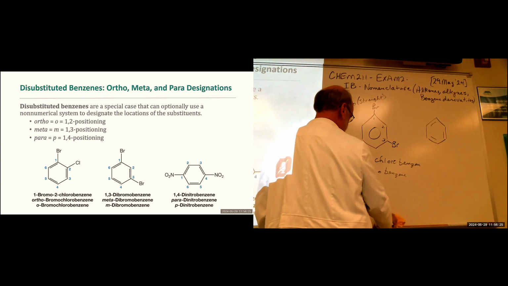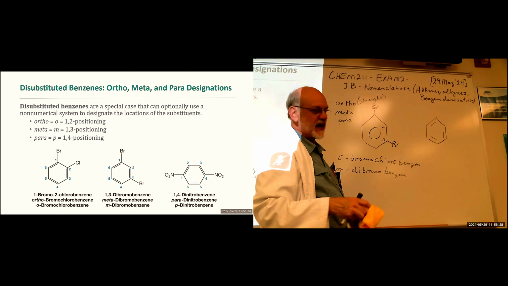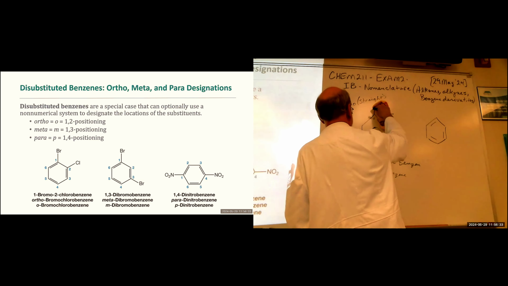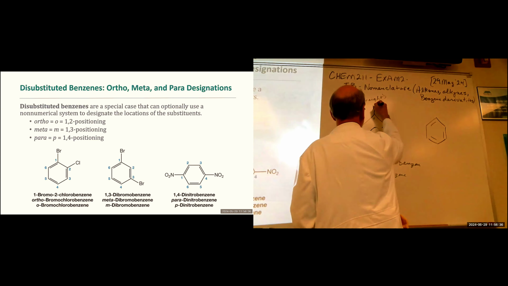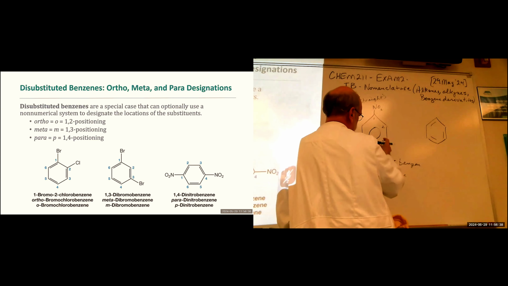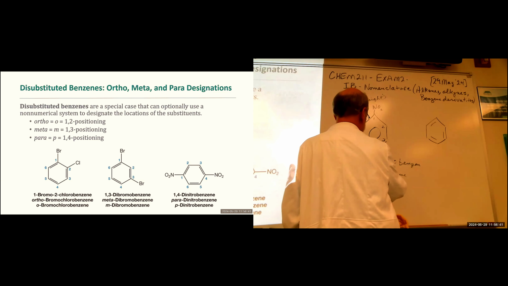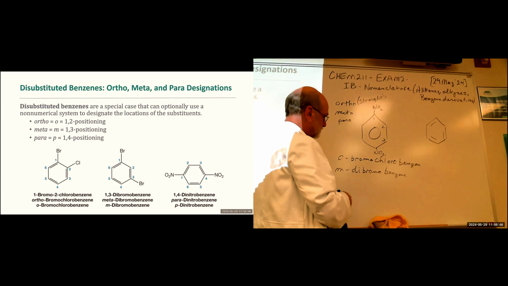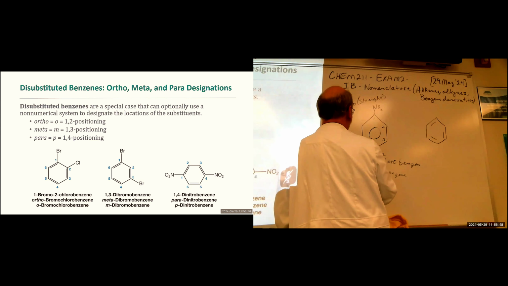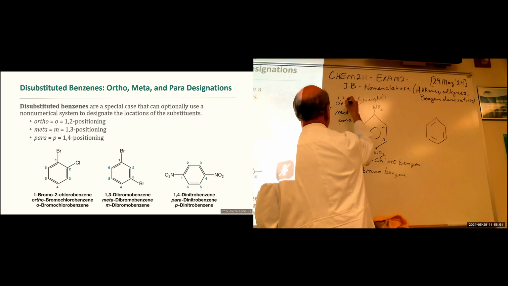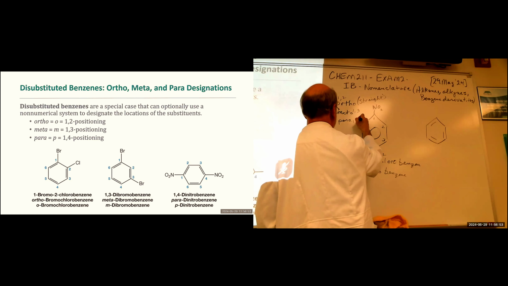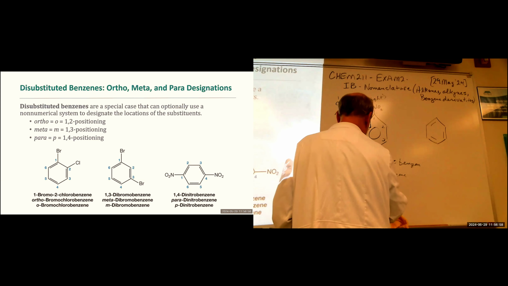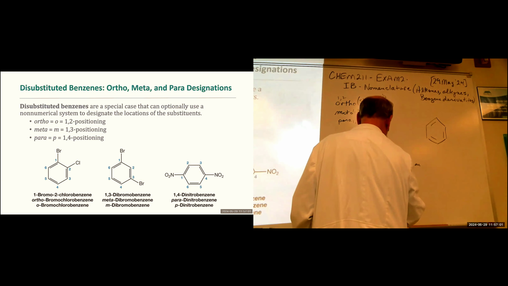Now this is meta. Then, they're using nitro in the next case. They actually put it on its side, but I'm going to put them down here like this. Works the same. Just rotate it on its side. That's the way they show it. So this is 1, 2, this is 1, 3, and this is 1, 4. So this will be para dinitrobenzene.